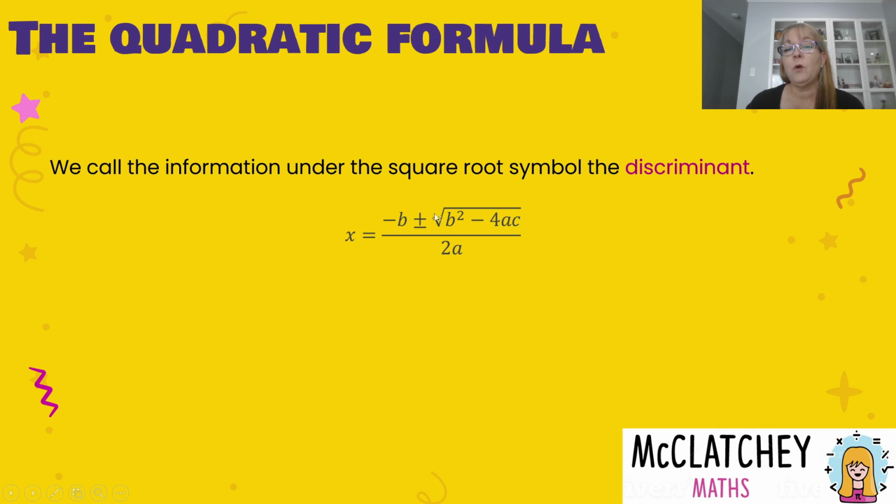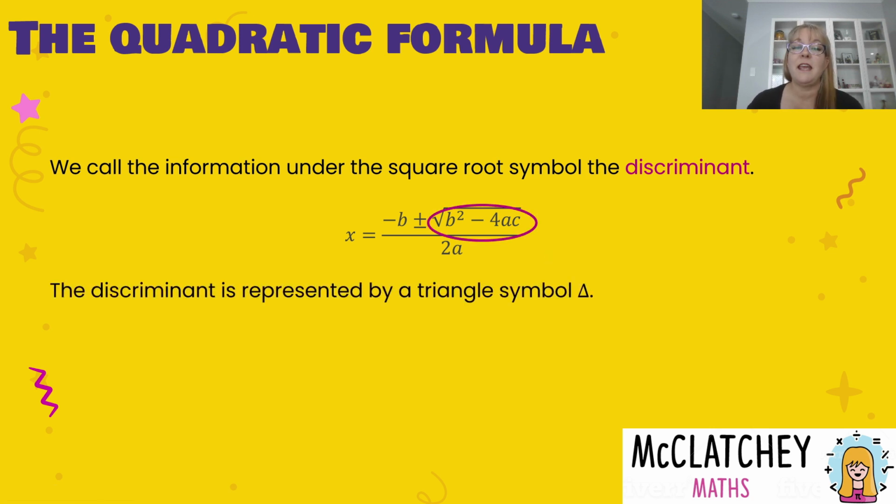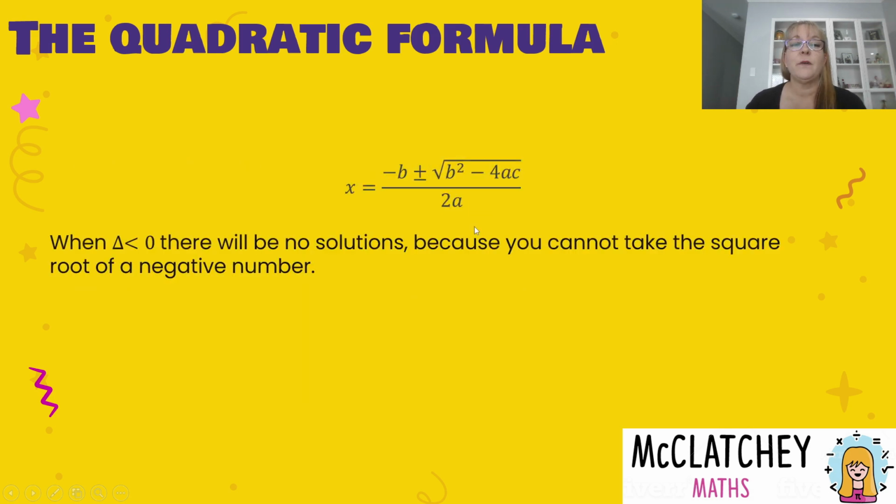Now, what we call this information under our square root sign is something called the discriminant. This is an important thing to remember as well. The discriminant gives us some clues about the number of solutions that we are going to find when we solve this. Rather than saying discriminant, a big long word, hard to spell for some people, we're going to use this little triangle symbol to describe what's under the square root sign. If I've got a negative number under the square root sign, then there's going to be no solutions. You can't take the square root of a negative number. So that means the quadratic formula is not going to help you.